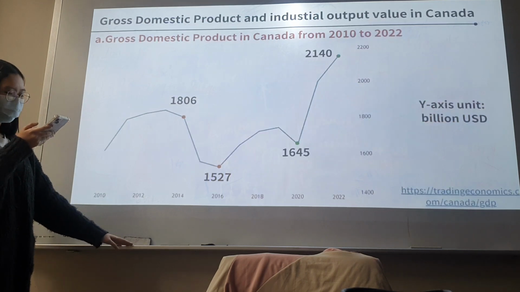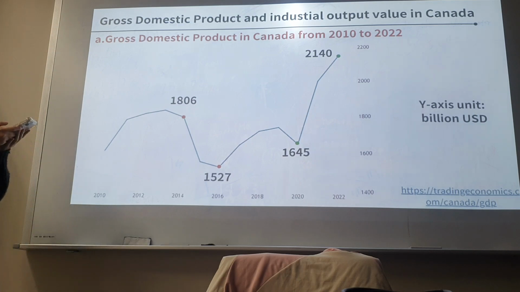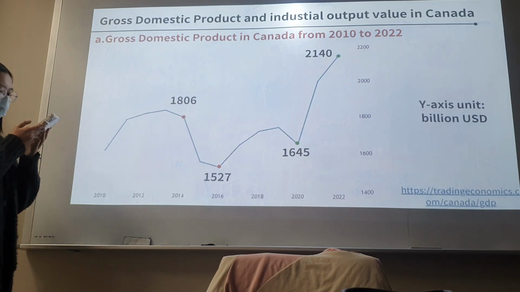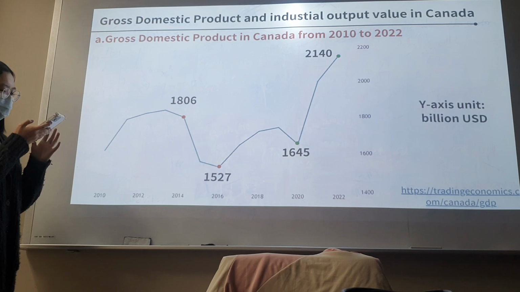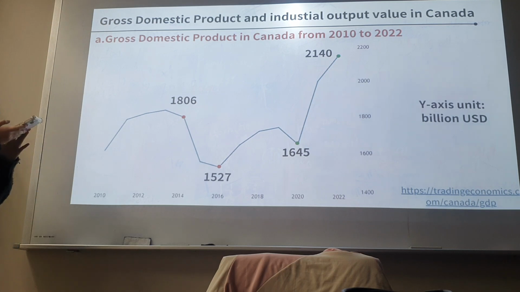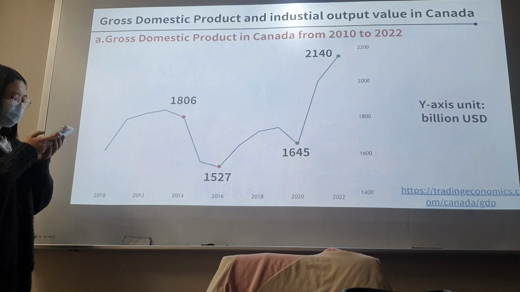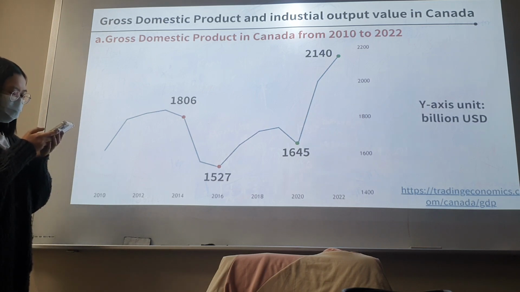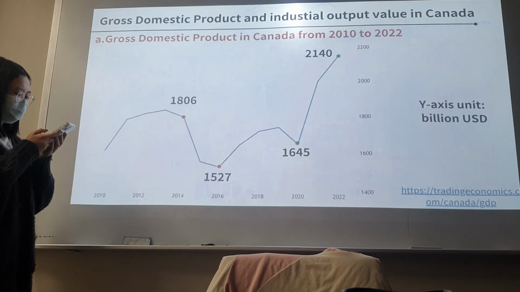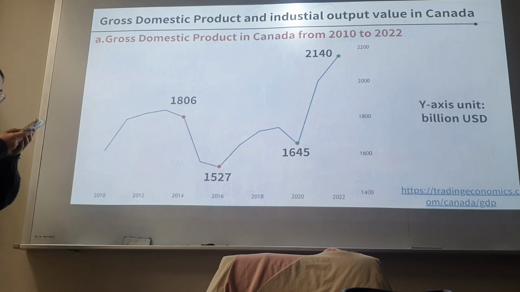Next page. In addition, we would like to introduce GDP and industrial output value in Canada. The time trend is from 2010 to 2022. We can see that Canada's GDP fell a lot from 2014 to 2016.